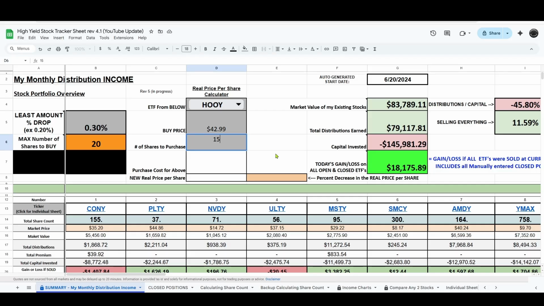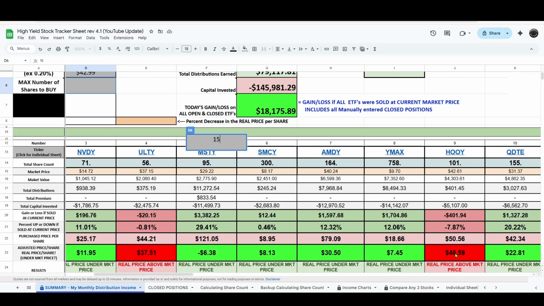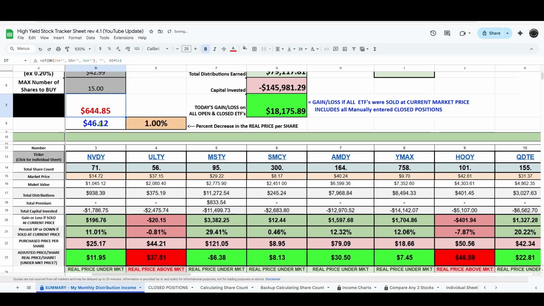Now this is going to recalculate that real price per share. And as you can see, it was $46.59, and it is now going to be $46.12. So it dropped it down about 1% on that price. I'll take it. With the current price of HOOY at $42.61, I am bringing it down, but I do need HOOY and CONY to level off, trade sideways, or start trading up.